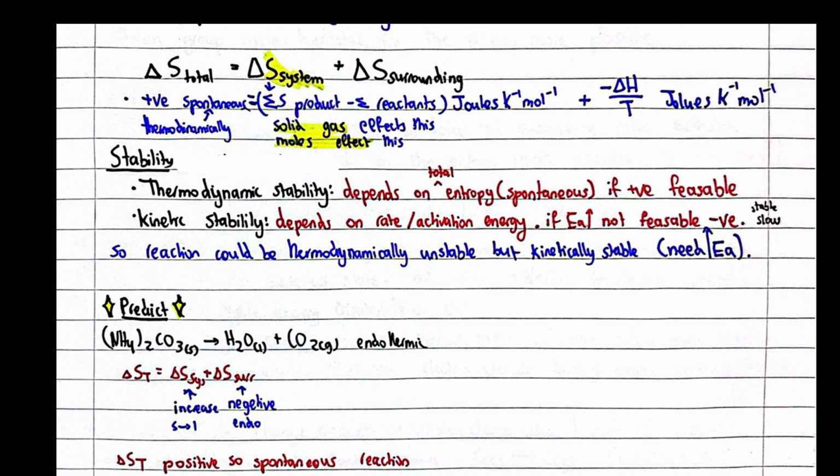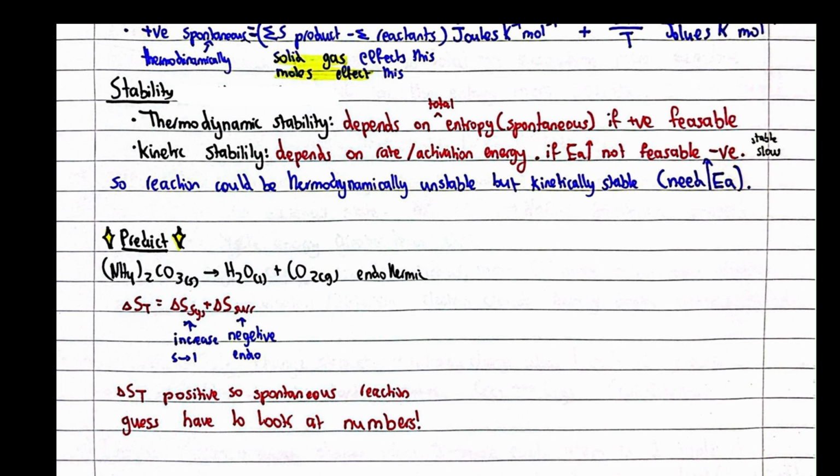So some reactions could be thermodynamically unstable, so they are thermodynamically spontaneous, but kinetically stable. So that means you need a high activation energy to start. So you need to supply it with heat, and then it will become a thermodynamically stable reaction.